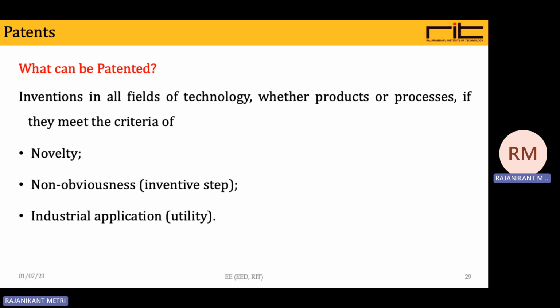Now, what can be patented? Because any person says that I have created this or I have developed this process, so there is some clarity here. Inventions in all fields of technology, whether products or processes, if they meet the criteria of novelty, then non-obviousness, that is inventive step, then industrial application, that is utility. So if the product or process meets the criteria of these 3 points, then it can be patented.